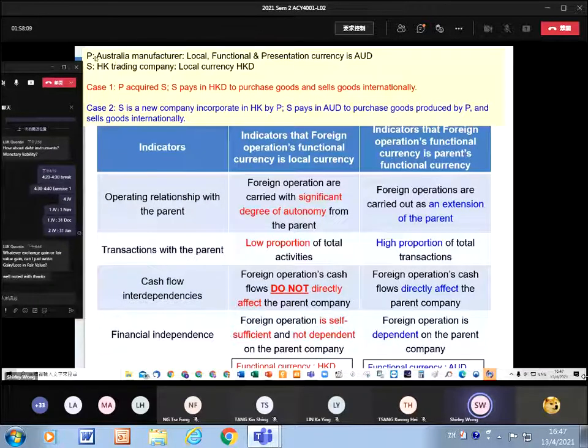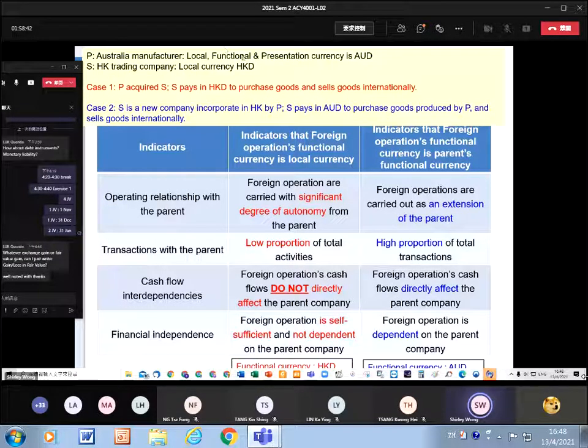So let me give you some backgrounds. So now I have a company called P. P is an Australia manufacturer. It is a parent company. P means parent company. So this parent company is an Australia manufacturer. Therefore, it is located in Australia. So its local currency is AUD. They are located in Australia, of course, their local currency is AUD.